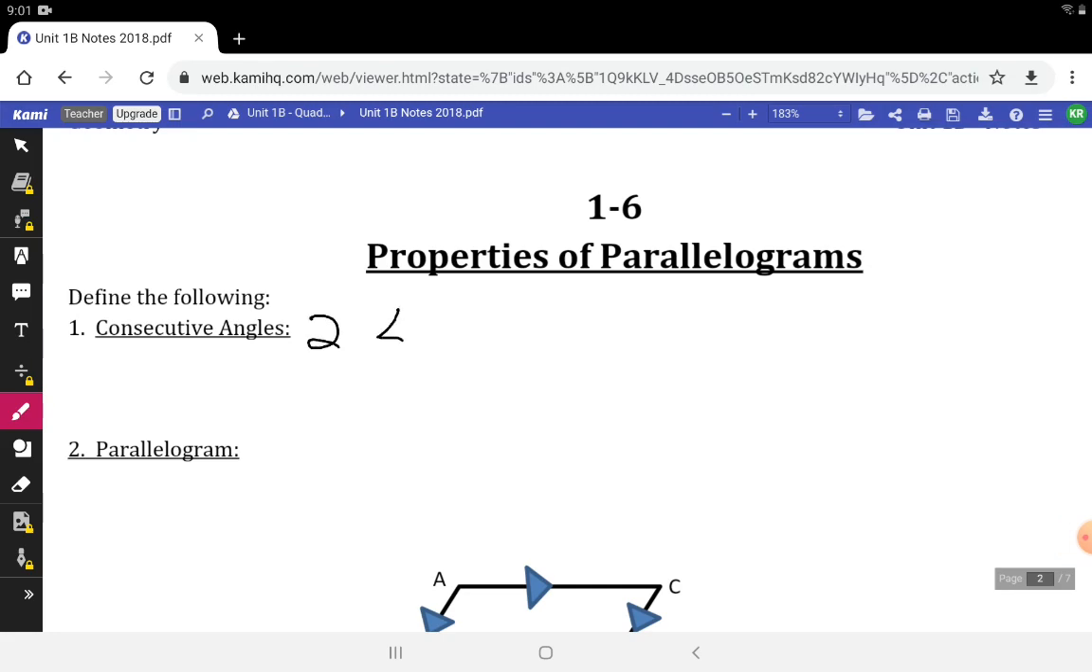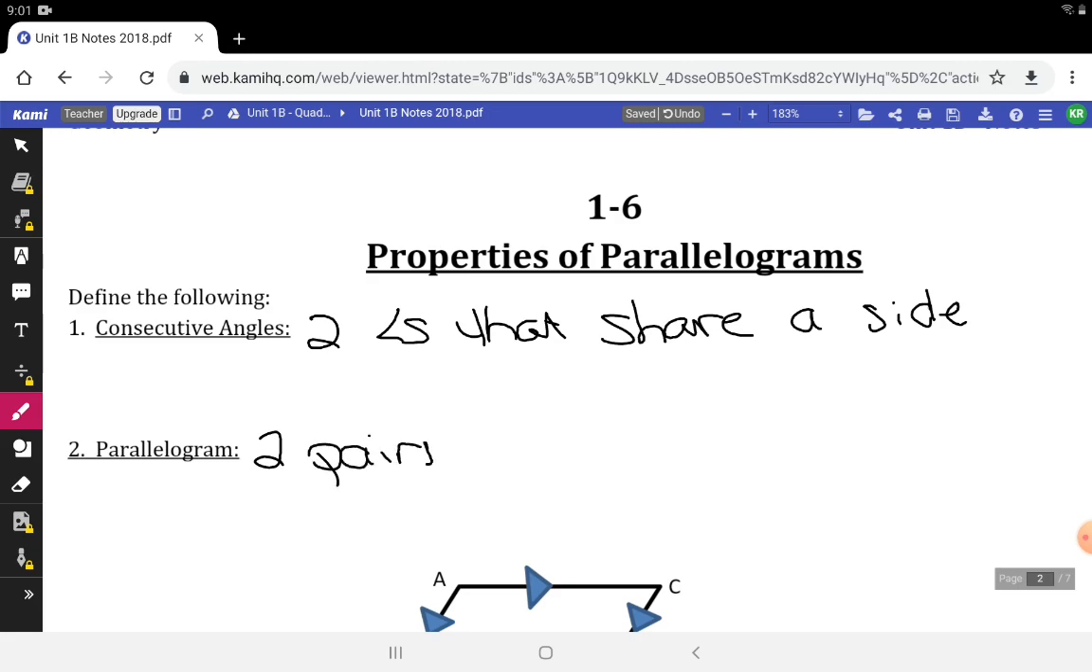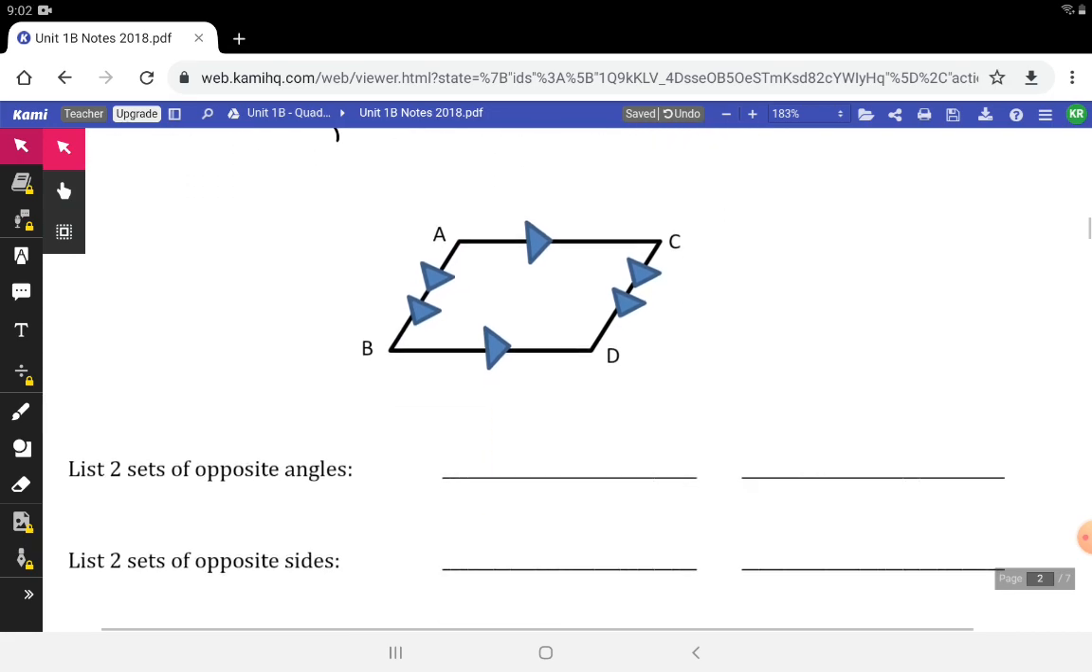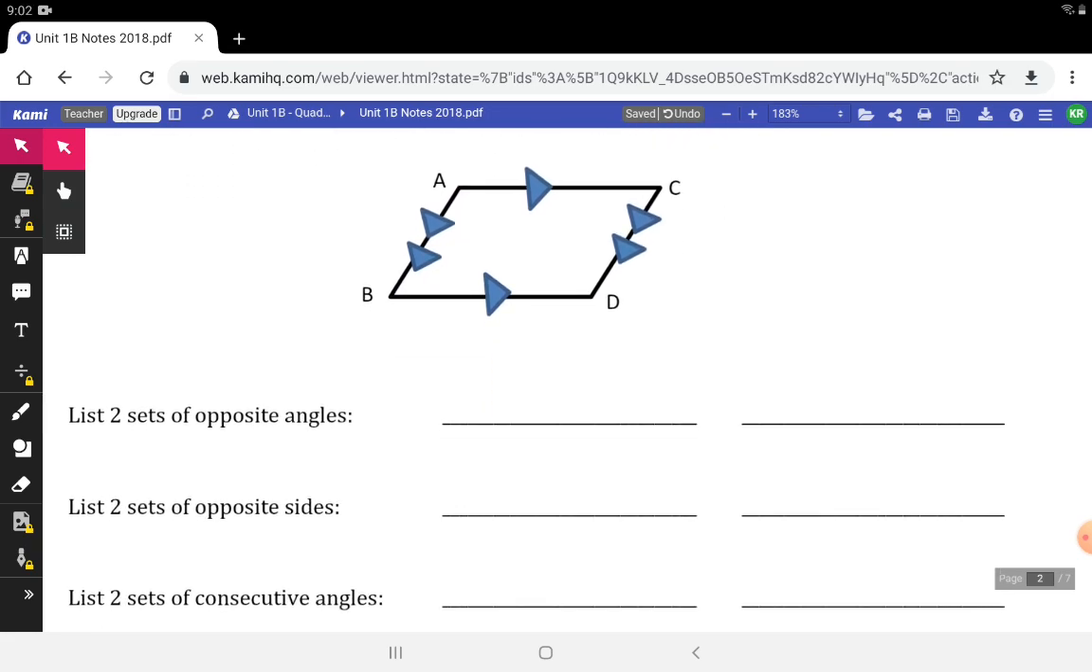So there are two angles that share a side. Okay, and then remember from the last video that a parallelogram is a quadrilateral that has two pairs of parallel sides. So a slightly nicer picture looks like this. And what we're going to do is review some of the properties.